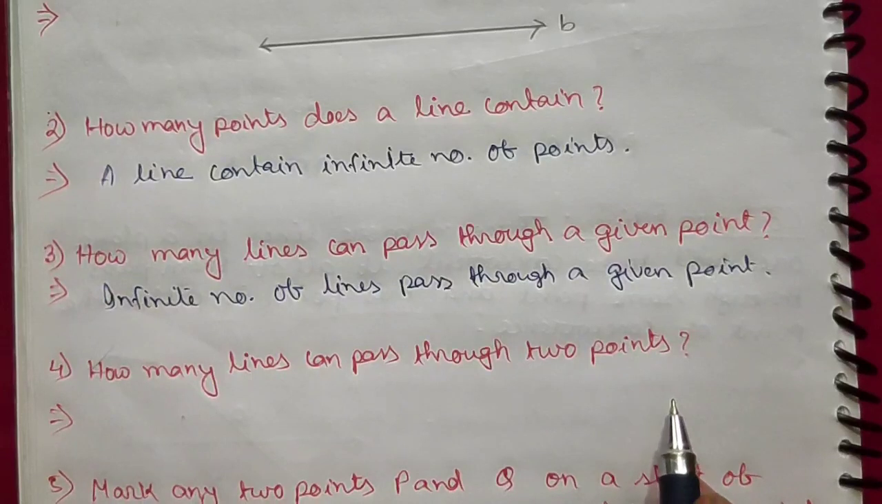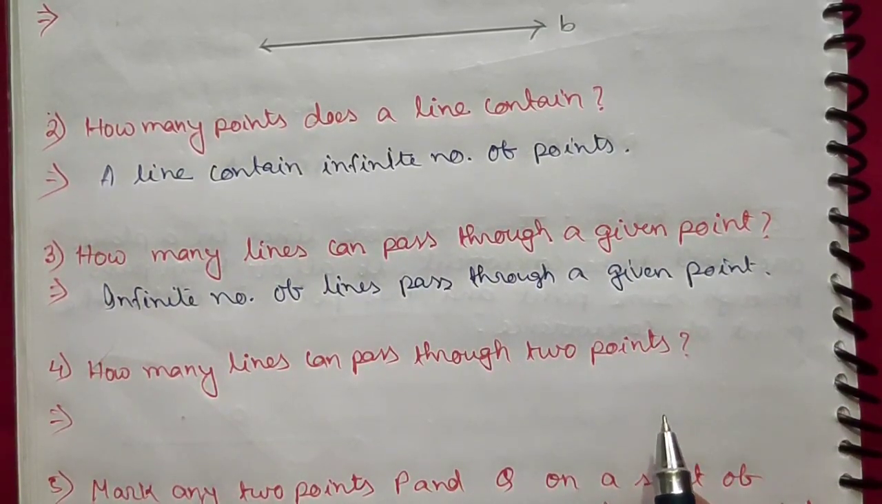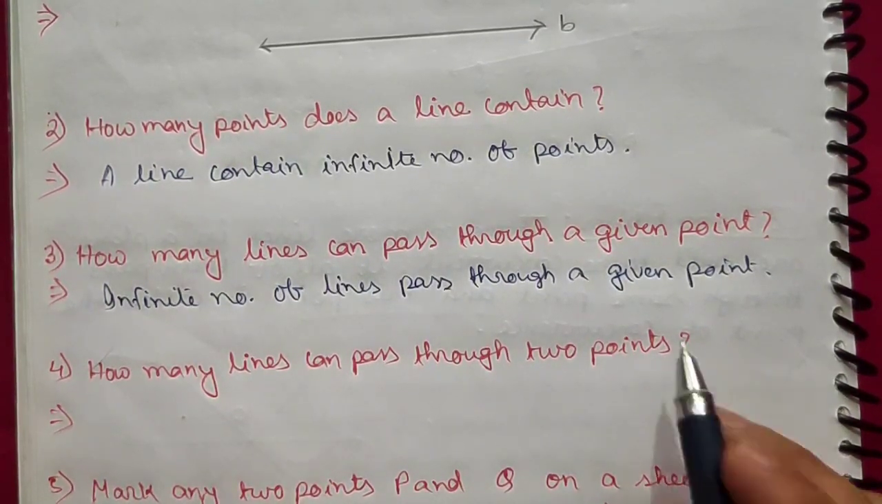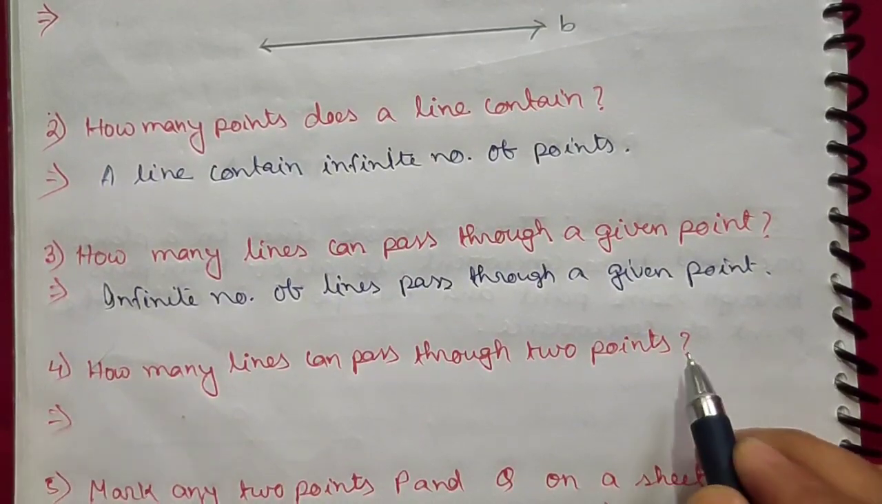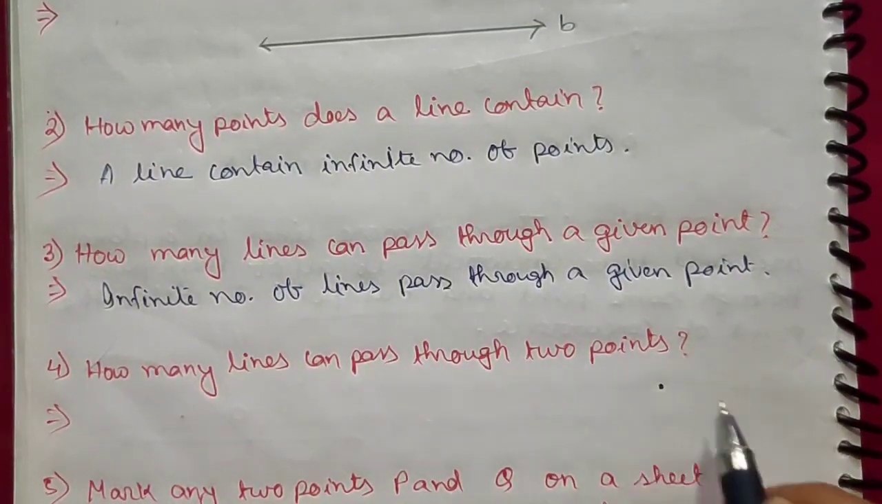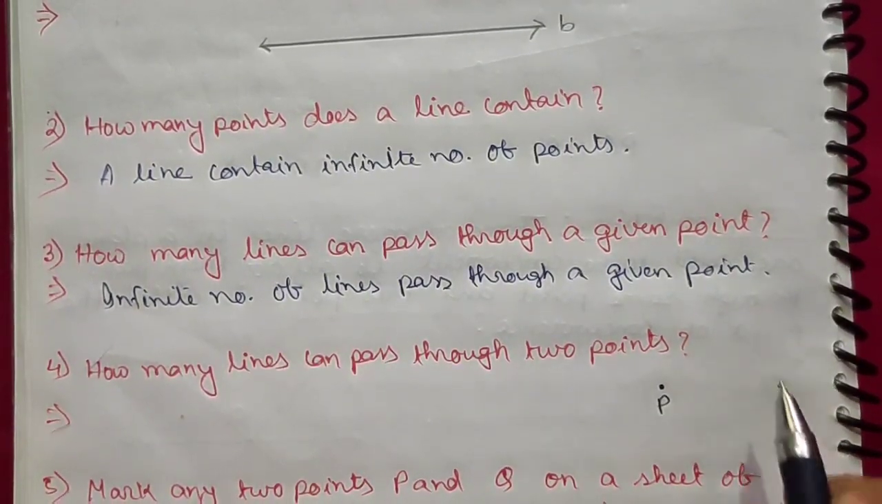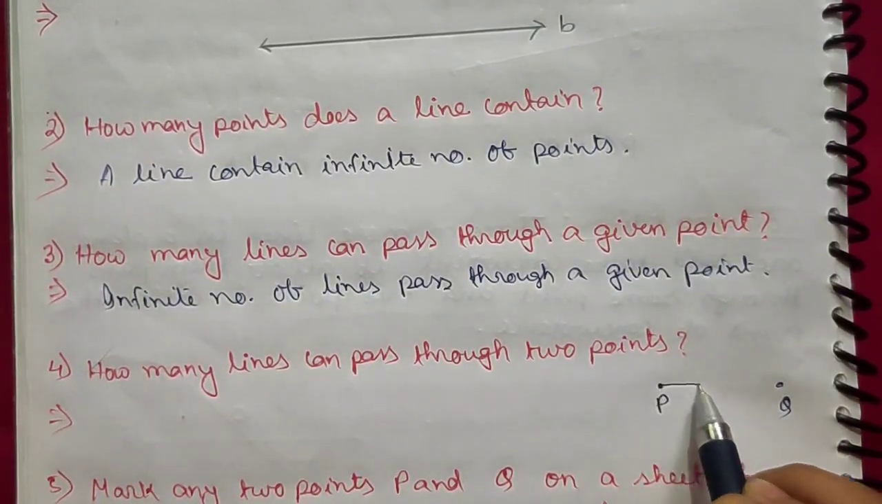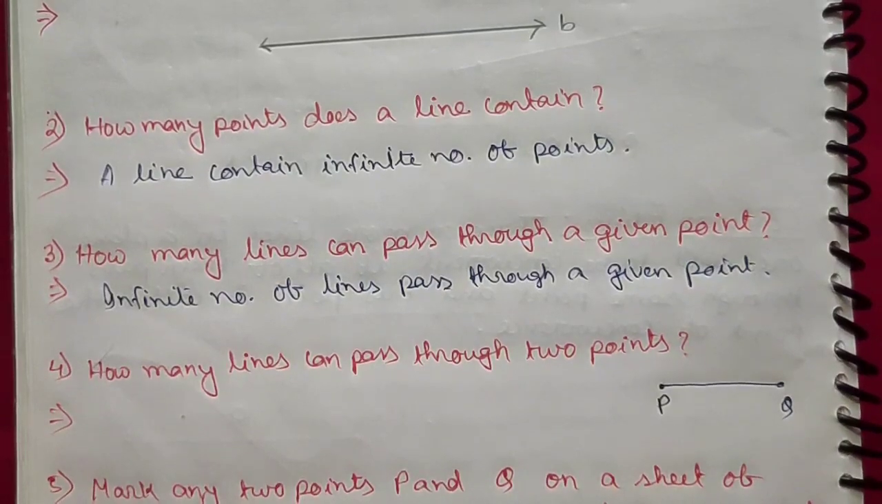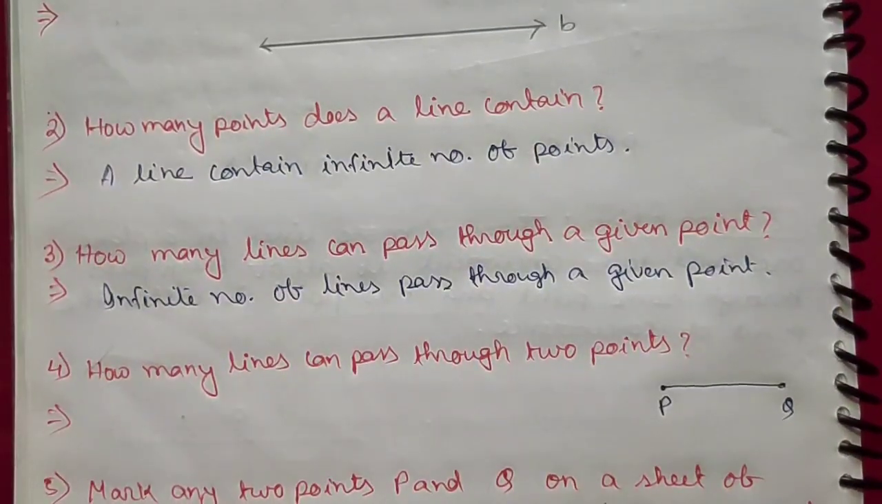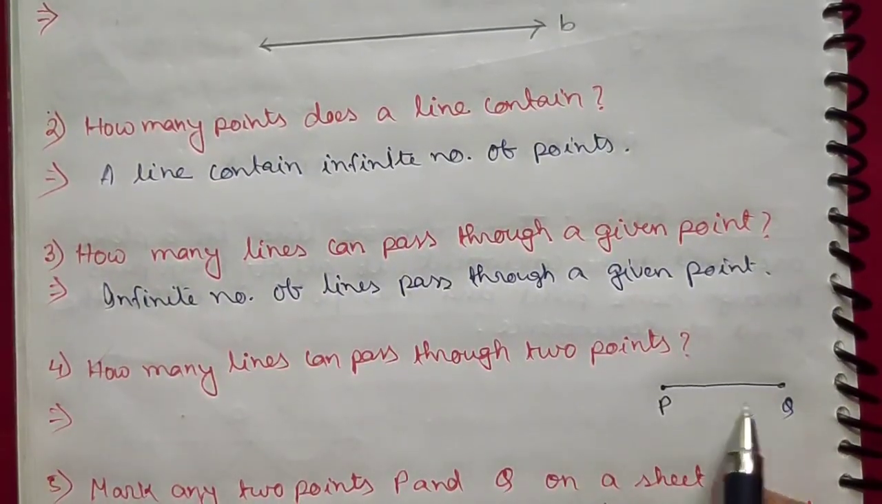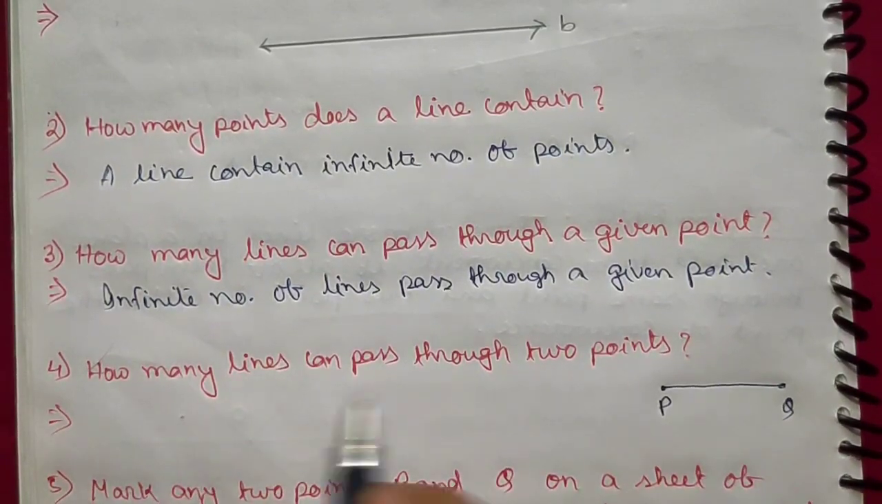Here the fourth question is how many lines can pass through 2 points? This is also a property that we know: only one line can pass through 2 points. Suppose we are given 2 points, and the name of this point is P and this is Q. So how many lines can we draw? We can draw only one line. So only one line can pass through 2 points.